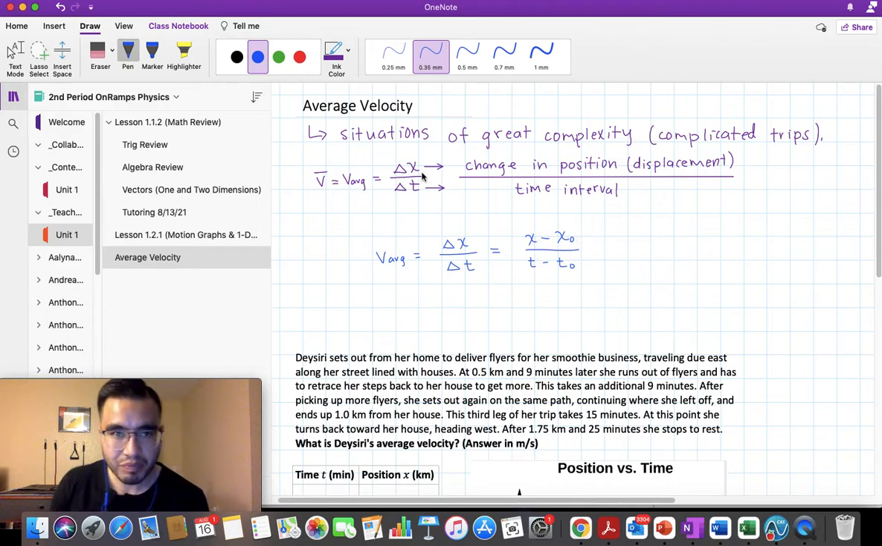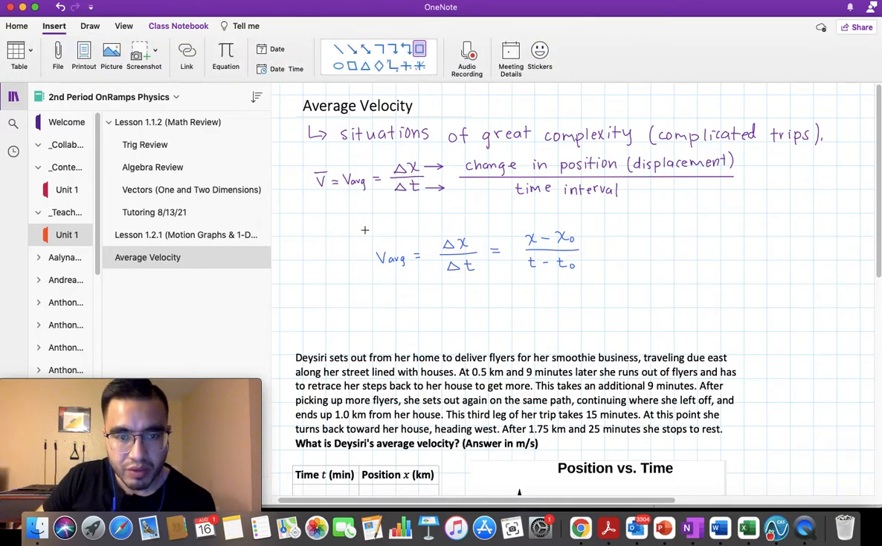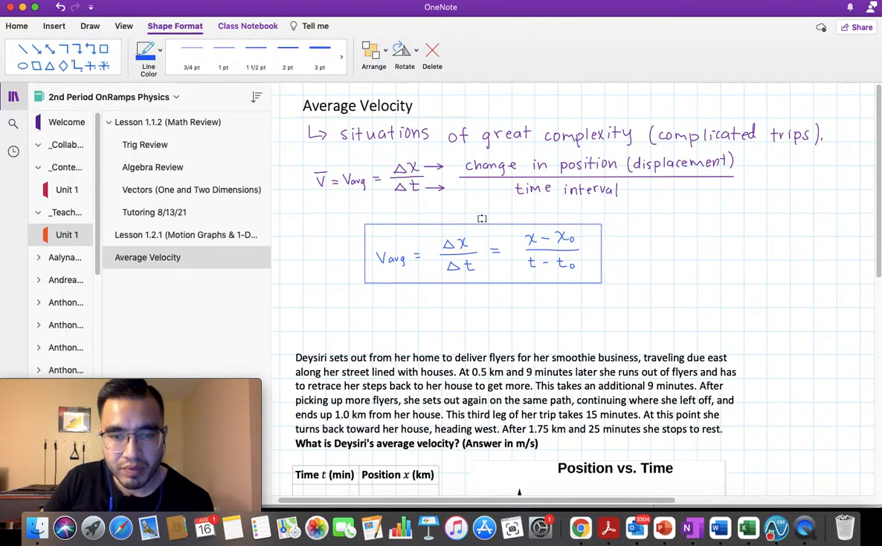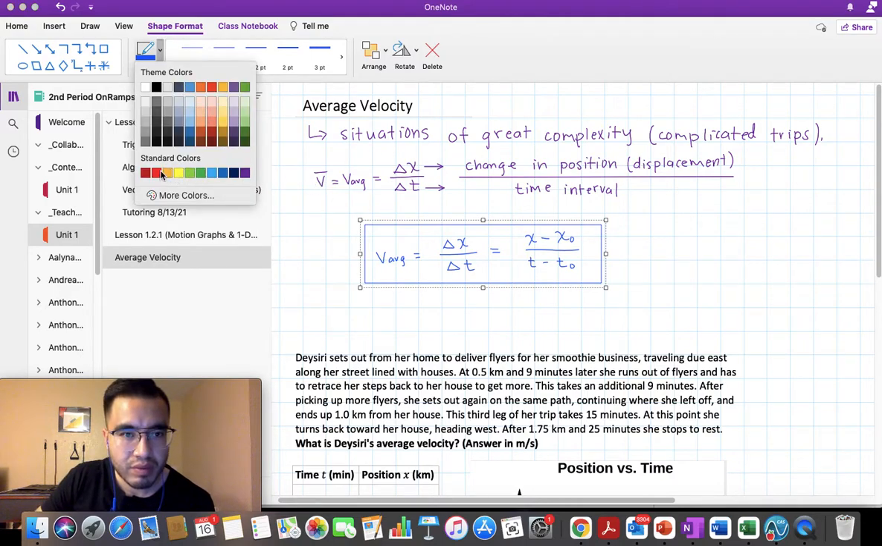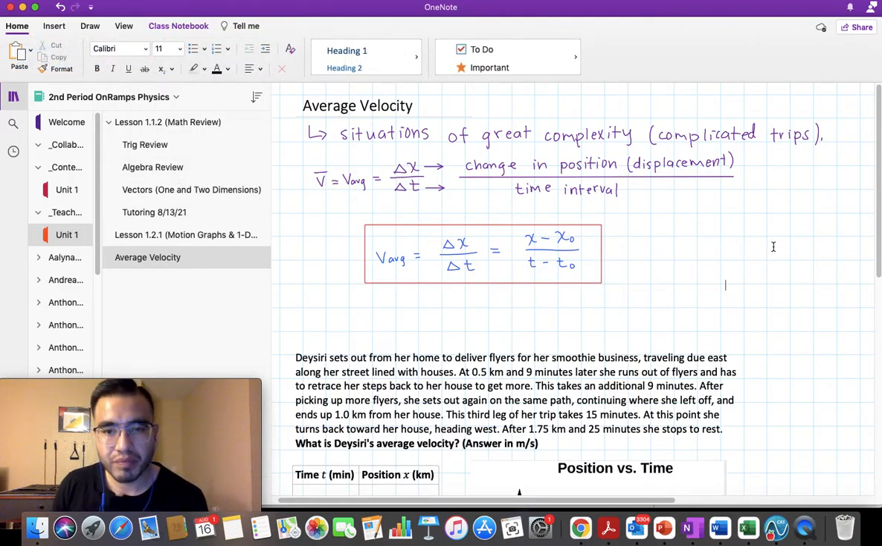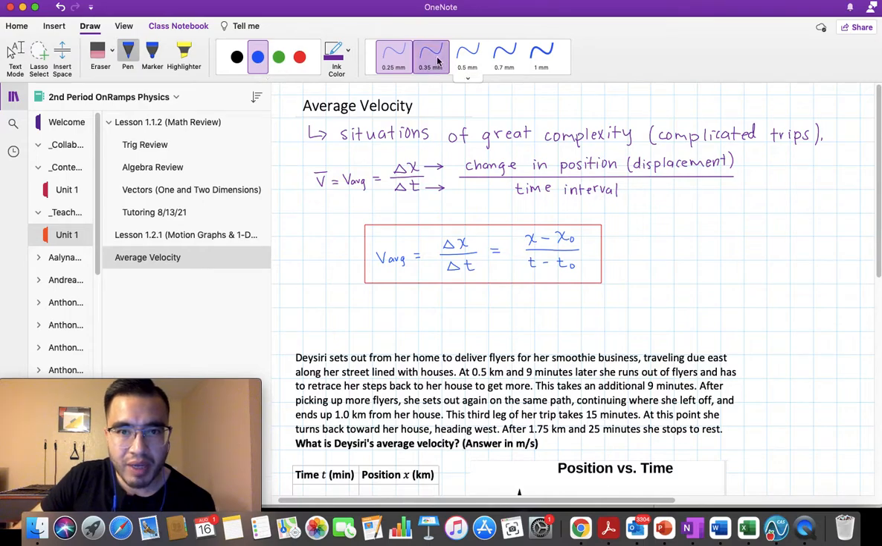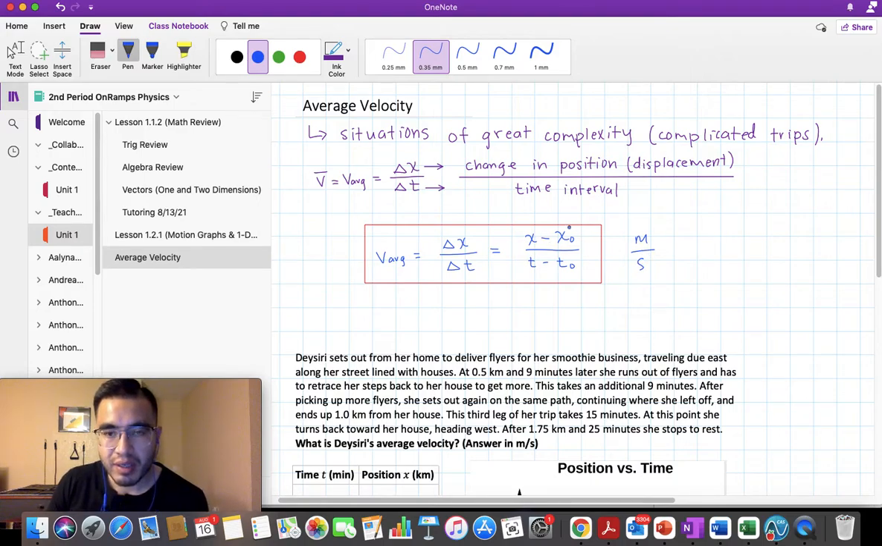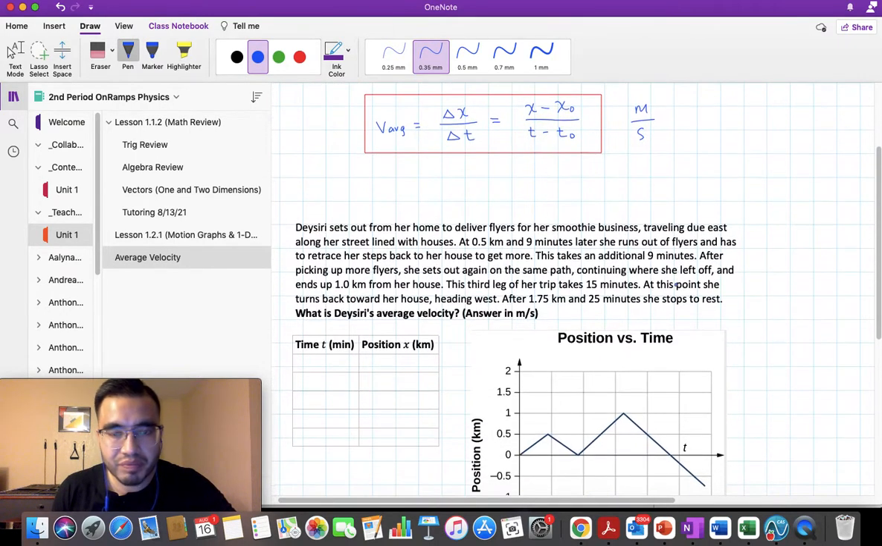Same with the time. So let's box this one so you don't forget to write it down. Okay, there you go. And then just as a reminder, the units are meters per second because displacement we measure in meters and time in seconds. So now let's look at the problem so that this makes more sense, okay? It's a long one, and I'm going to read it. It is what it is.